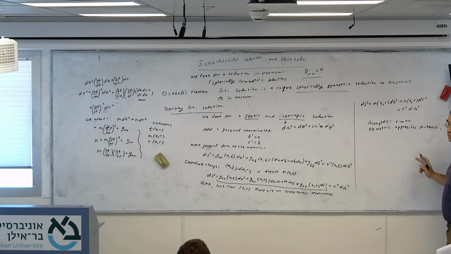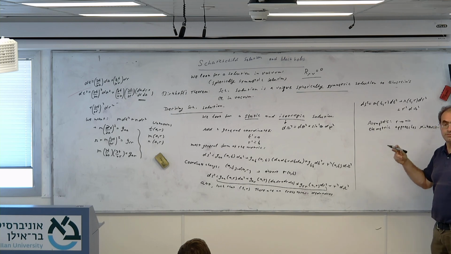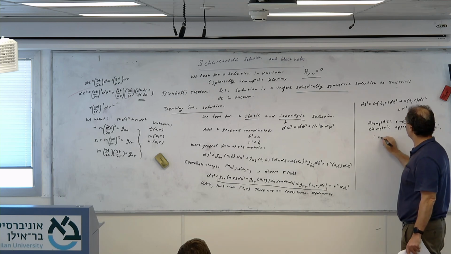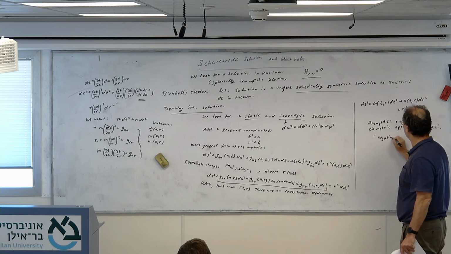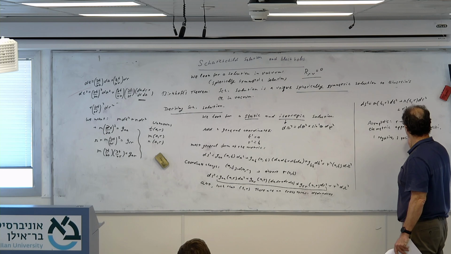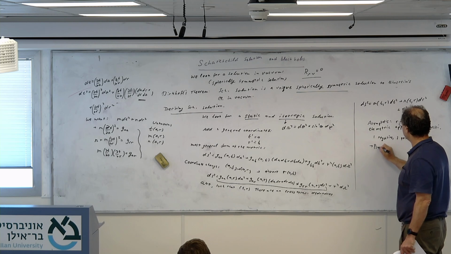Which means it must have one negative and three positive eigenvalues. Right? And how do we call that? Pseudo-Riemannian. So, one negative, three positive components. This is called pseudo-Riemannian.